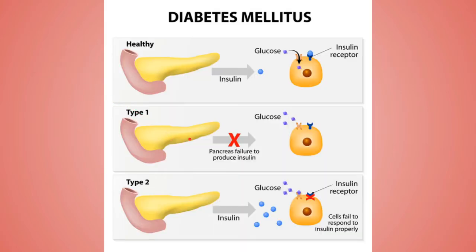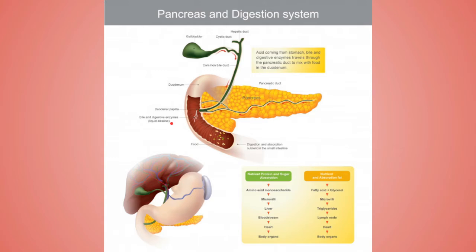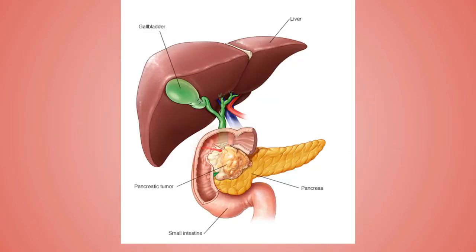Now first of all, the deficiency of insulin causes diabetes mellitus, because we all know insulin is released by the pancreas, right? Also the pancreas is very important for digestion, and deficiency of the pancreatic enzymes used in digestion can cause digestive disturbances.